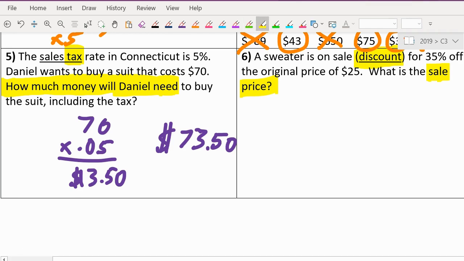Did you see how we got the 3.50? We just added that to the original price, 70. Now they have to pay $73.50. Okay. Yay!